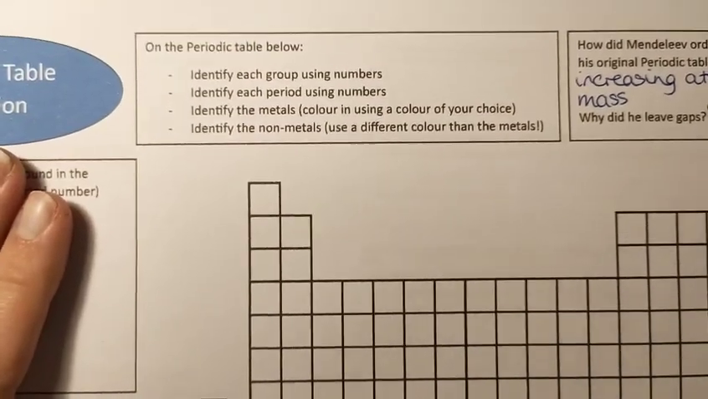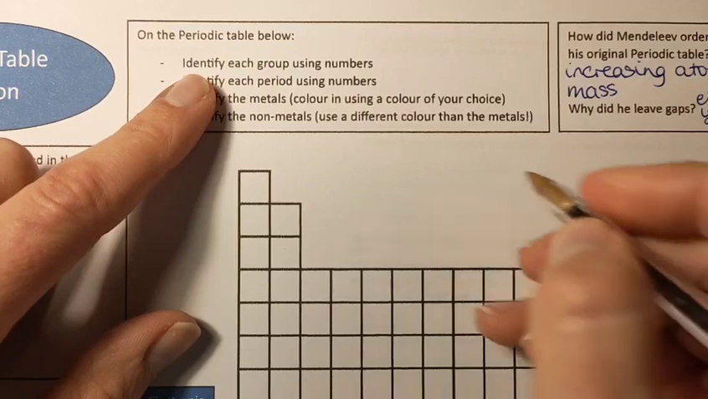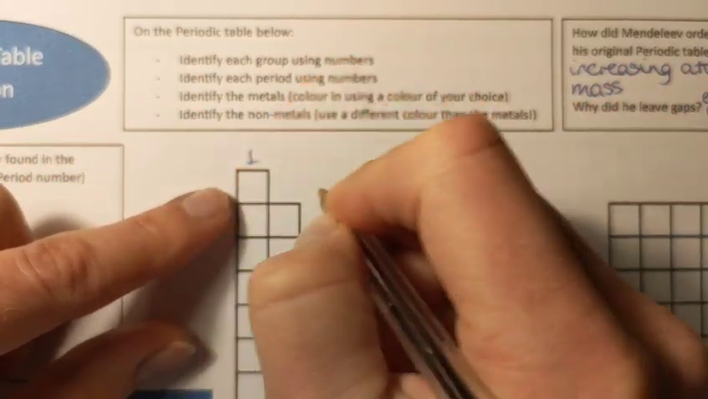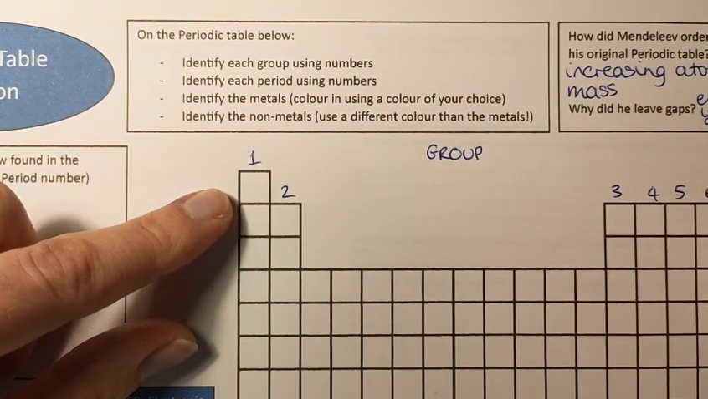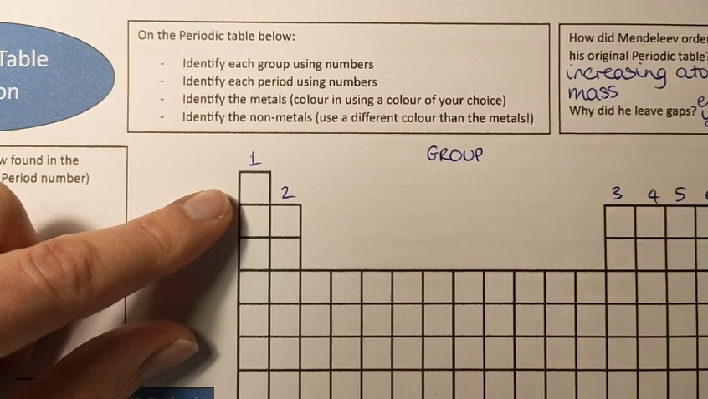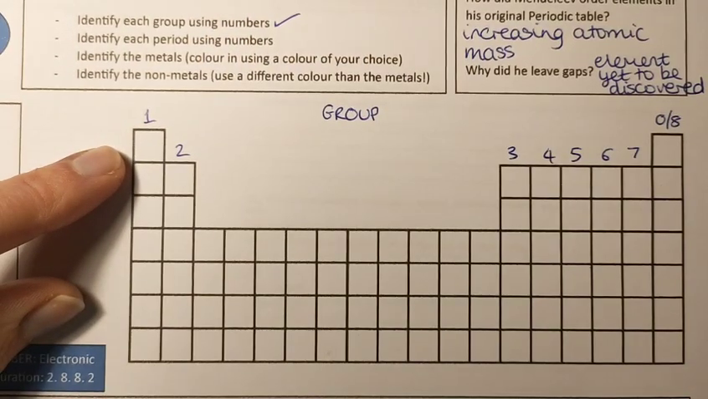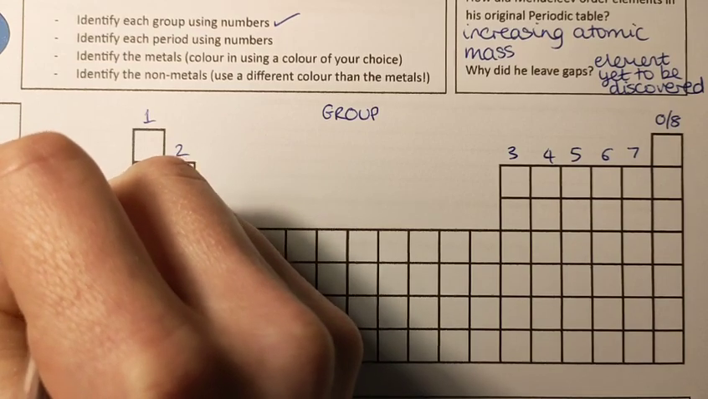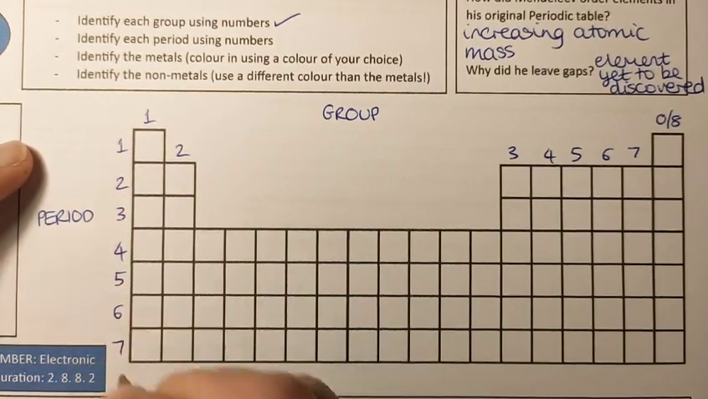Amazing. Okay, so on the periodic table below, identify each group using numbers. The group numbers are the ones on the top. So we've got group 1, 2, 3, 4, 5, 6, 7, and 0 or 8 along the top. So we've done that one. Identify each period using numbers. The periods are down the side here. So we've got 1, 2, 3, 4, 5, 6, and 7.